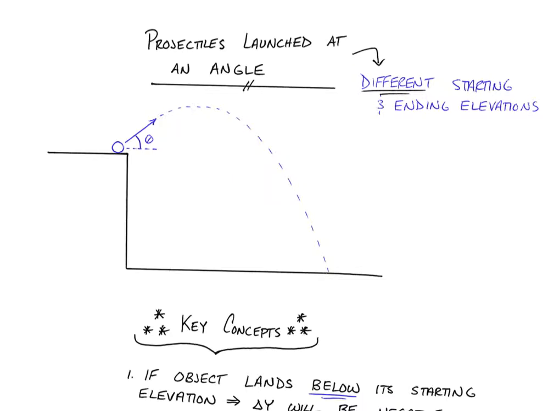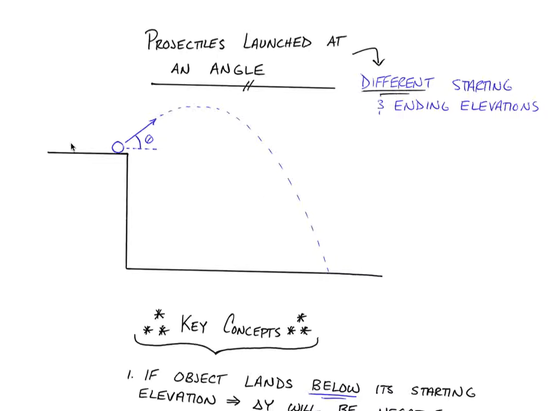When a projectile is launched at an angle and has different starting and ending elevations, the analysis is not necessarily significantly more difficult, but you do have to keep track of a few key concepts, and there's one or two pitfalls that students usually tend to misperceive. So I'm going to try and clarify that in this video.